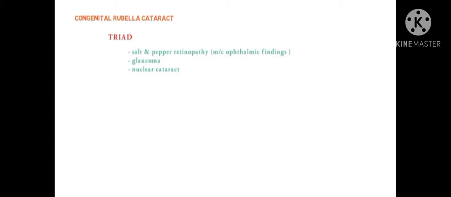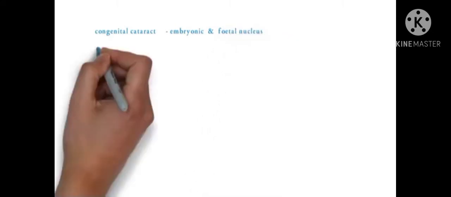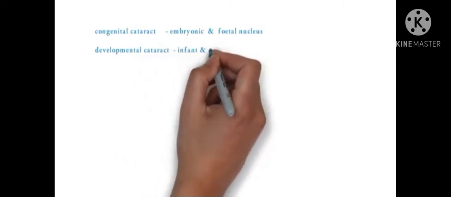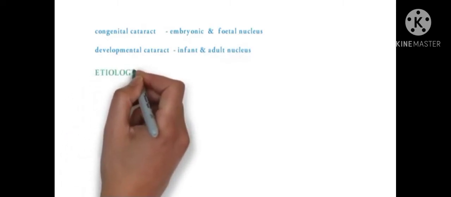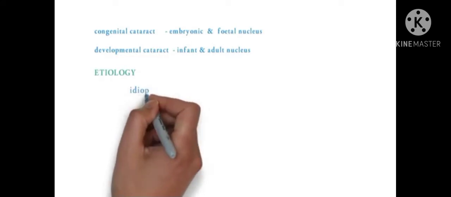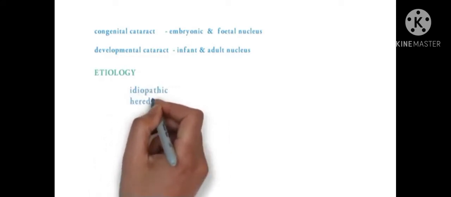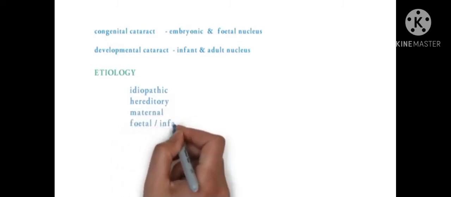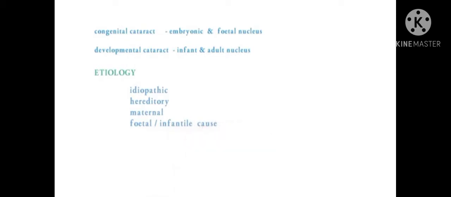Remember it. So these are all the important points from congenital and developmental cataract, in which we covered what congenital cataract is. That is the disturbance in the normal growth of the lens. In congenital cataract, it occurs in the embryonic or fetal nucleus, while in developmental cataract, it can occur in the infantile or adult nucleus, right? Then we discussed the etiology, in which we covered idiopathic cause, that is 33%. Then there may be hereditary cause, maternal cause, or it can be due to fetal or infantile cause, right? And after that, we discussed its clinical types, right?